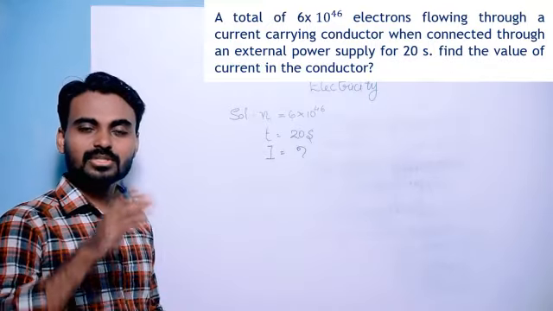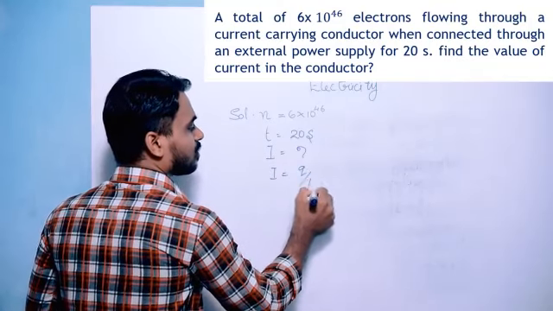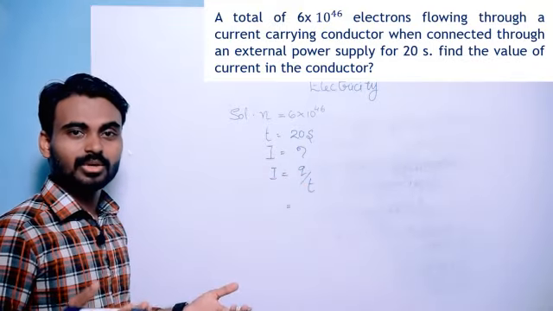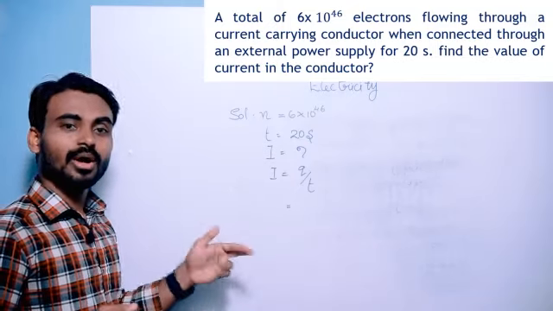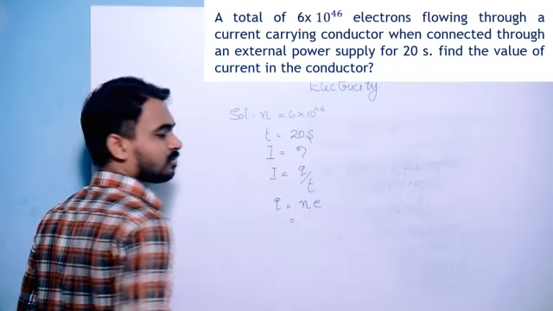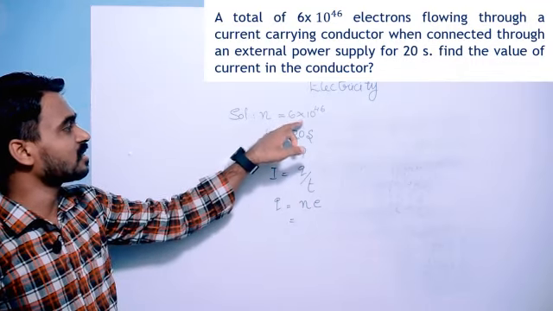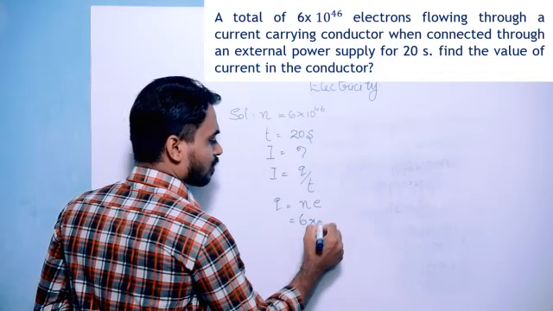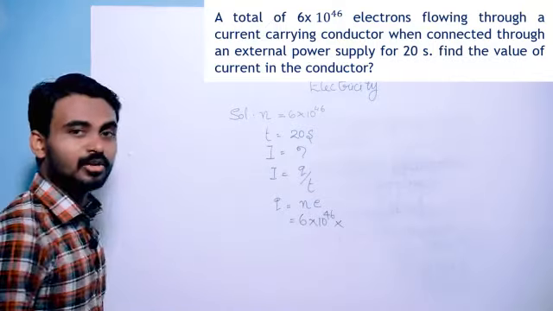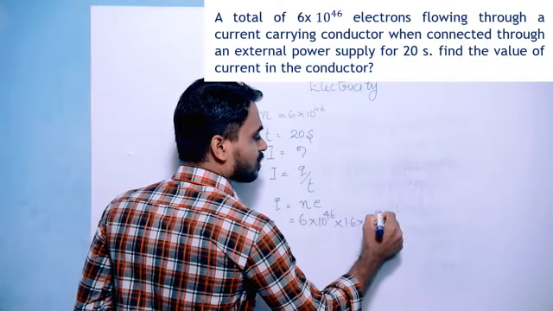So in this section we have studied the equation for I. I is equal to Q by T. But Q is not given in this question, isn't it? So how can you do that? But we know Q has another equation. Q is equal to Ne. The value of N is given, and the value of N is 6 into 10 raised to 46 into the value of E. What is the value of E? 1.6 into 10 raised to minus 19.